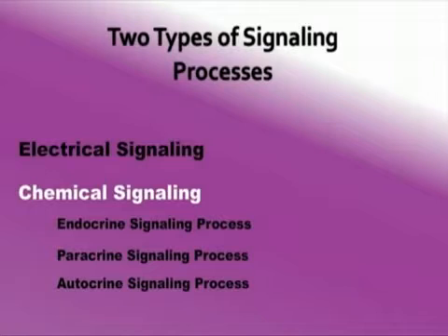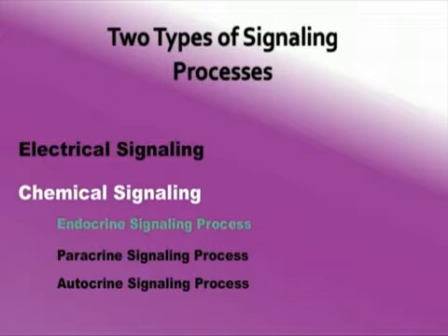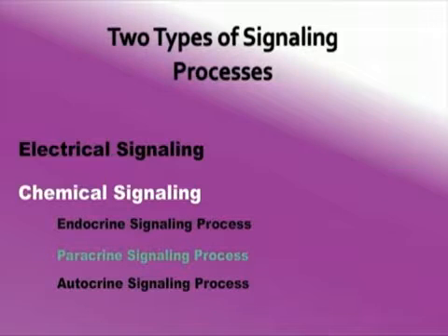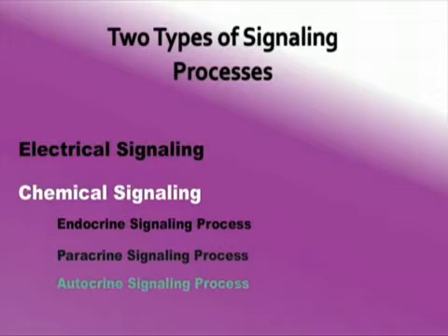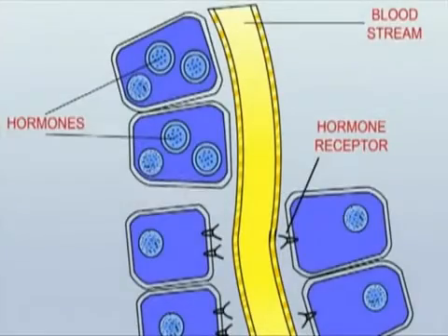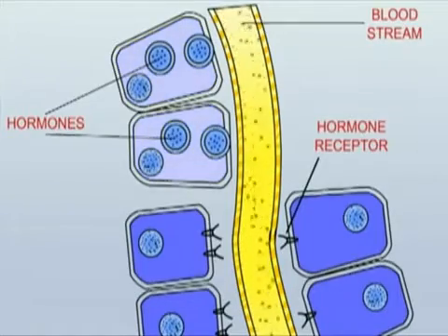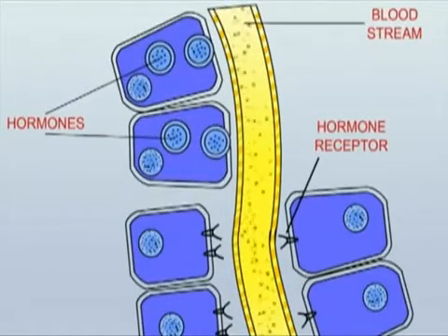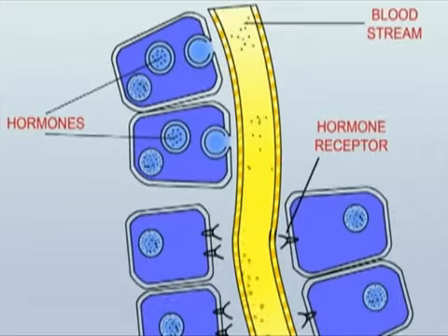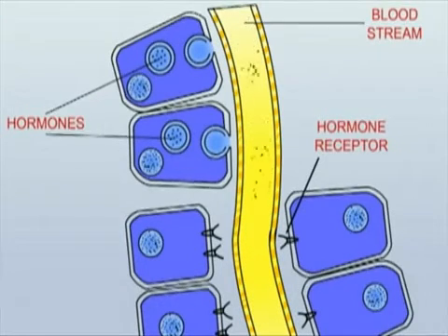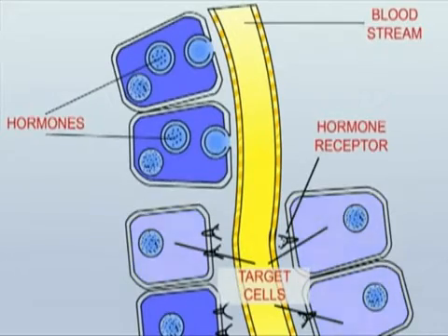There are three different types of chemical signaling, namely endocrine signaling process, paracrine signaling process, and autocrine signaling process. The endocrine signaling process involves substances called hormones. These are released in the bloodstream by the organ or tissue that produced them, and these hormones will then be carried to their distant target organs for them to produce a specific response.